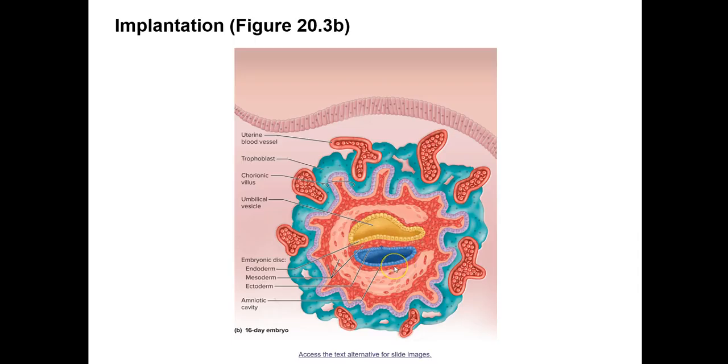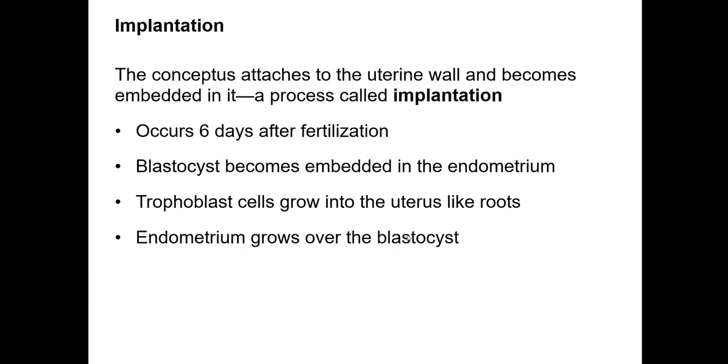It has gone through more and more rounds of division and has started to develop into those 3 primary germ layers, which consist of the endoderm, colored in yellow here, the mesoderm, colored in red in the middle, and then the ectoderm, colored in blue here. So you can see those 3 primary germ layers are starting to develop from that inner cell mass that originated from implantation. So implantation is going to occur roughly 6 days after fertilization.